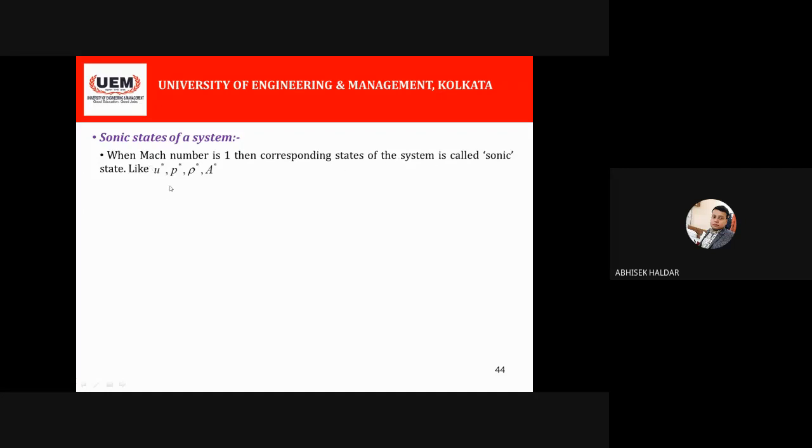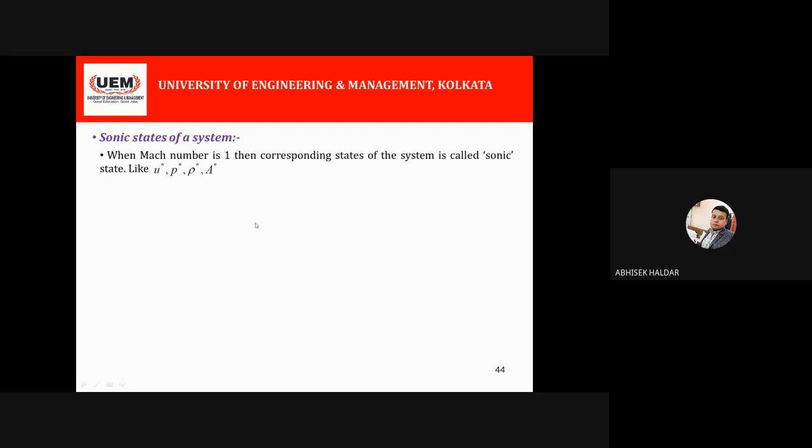Like this: u star, p star, rho star, and A star. The star as a superscript is how we denote the sonic state. A star means the sonic area, which in most cases is my throat area. At that point, whatever velocity we have will be my u star, pressure will be p star, and density will be rho star. It is just the notation; when Mach number is equal to 1, the states are denoted by this.